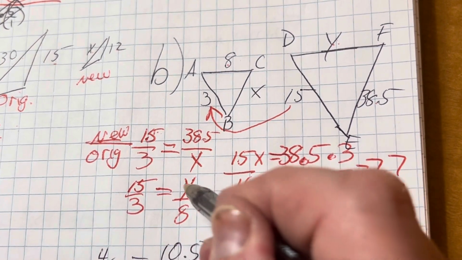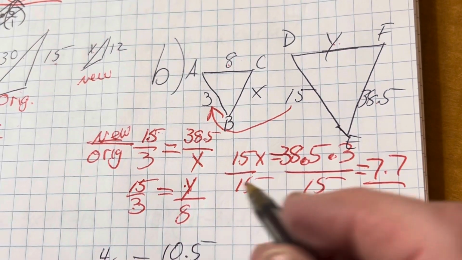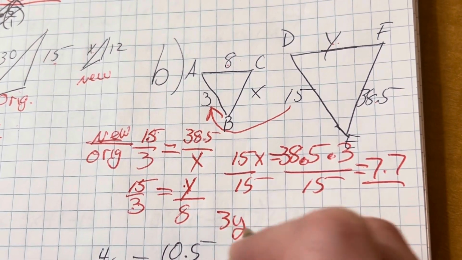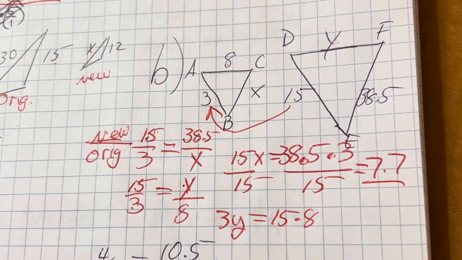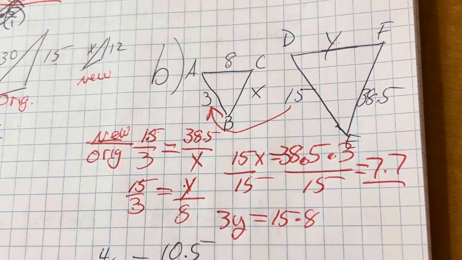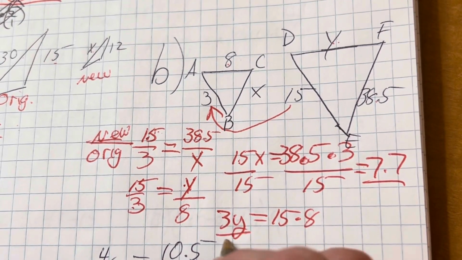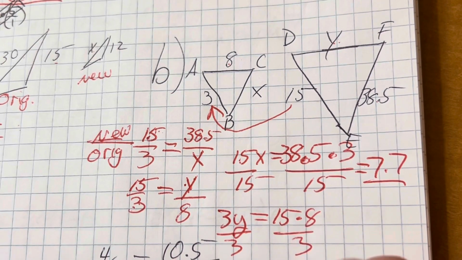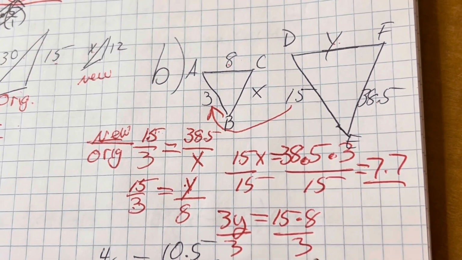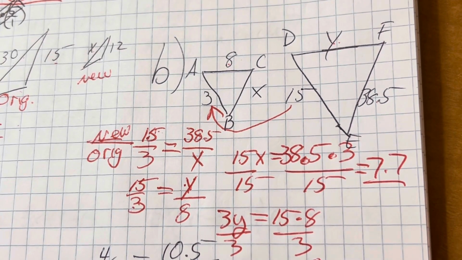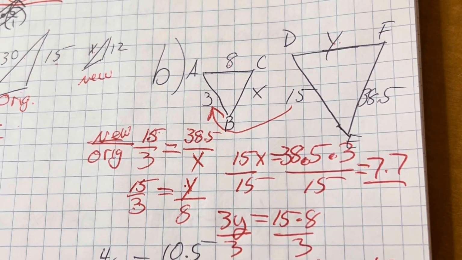Then this next one, I'm going to use cross multiplication again. I get 3y equals 15 times 8. 15 times 8 is going to be 120. And I divide by 3. Y equals 120 divided by 3. And that is 40. So that is 40. There we go.